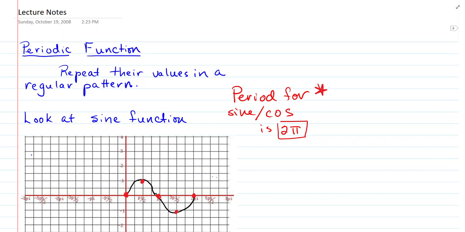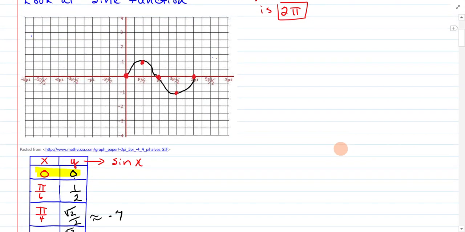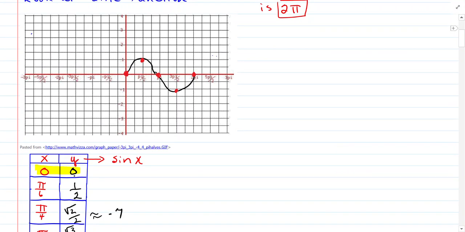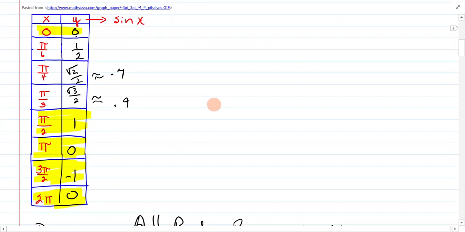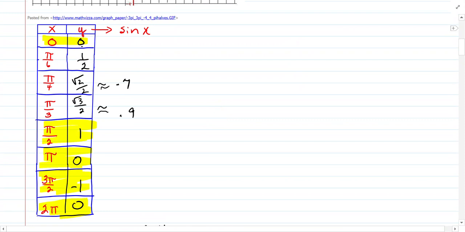Now, that's if it's the basic sine or cosine. When you start doing things to the function, that period can change. But let's look at the sine function. If we looked at a table of values where we had x and y, just an old-time t-chart, and y is sine x, when x is 0, y is 0. When x is pi over 6, what is the sine of pi over 6? It's 1/2. What is the sine of pi over 4? Square root of 2 over 2, which I wrote an approximation of 0.7 just because if we were going to graph it. Pi over 3 is square root of 3 over 2. That's about 0.9. And then I did the rest.